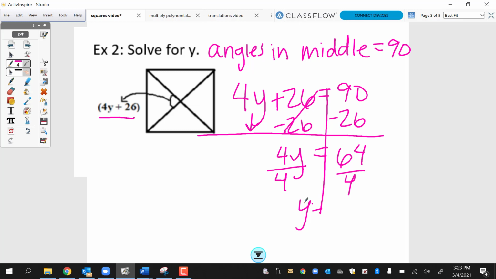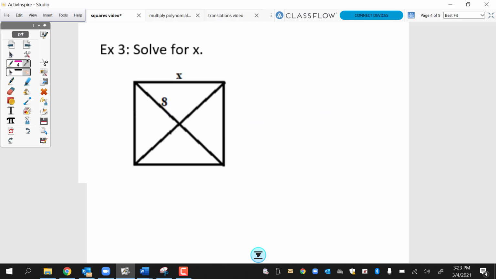64, you would type this in your calculator. 64 divided by 4 is 16. And it just said solve for y. I do not need to plug it back in. So that's it. So angles in the middle equal 90, so I set it equal to 90.